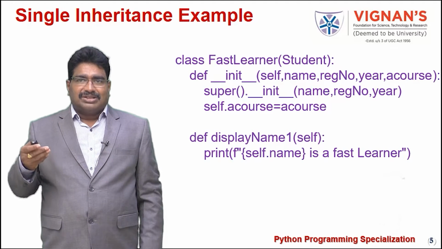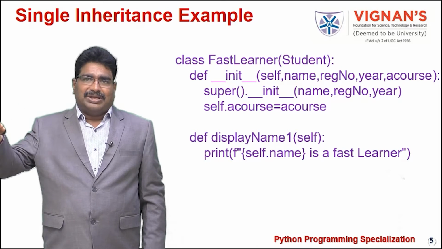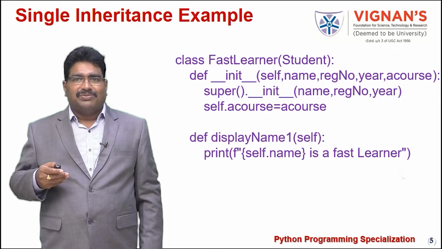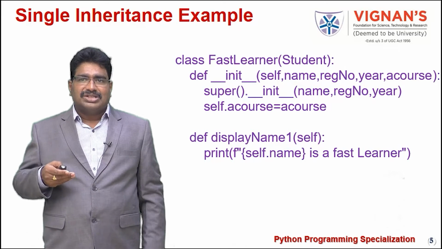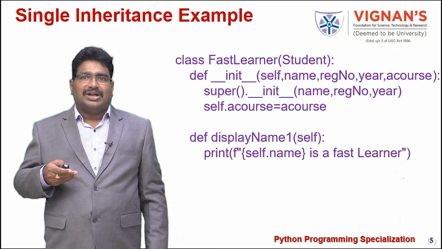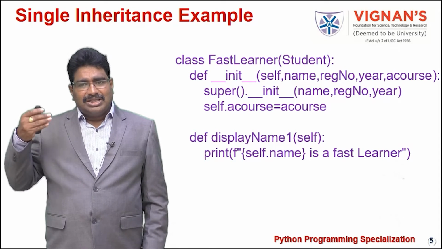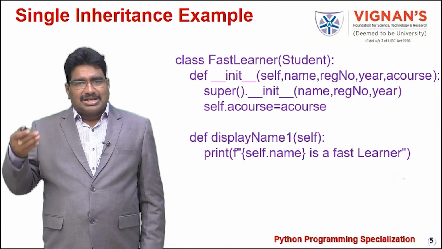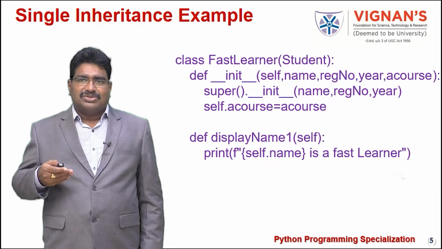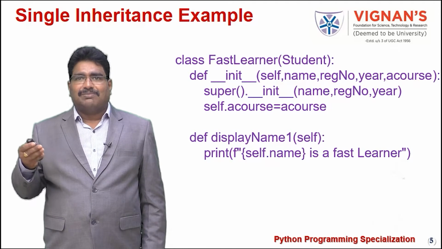Now here in the constructor of FastLearner, we need to use the constructor of its parent Student class. For that reason, whenever we need to call the constructor of the parent class, we use the statement super().__init__. Why are we using super? Whenever we need to call the constructor of its parent class, we use super().__init__, and we are passing the parameters name, register number, and year.